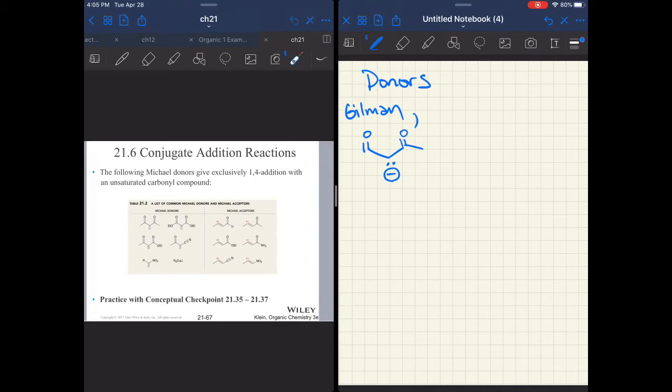So off to the sides, right here and here, you could have a hydrogen, you could have an R group, you could have an OR group. You could also have a nitrile, right? It just gives you another place for stabilization. You also could have a nitro group. You're not going to see that one from me.